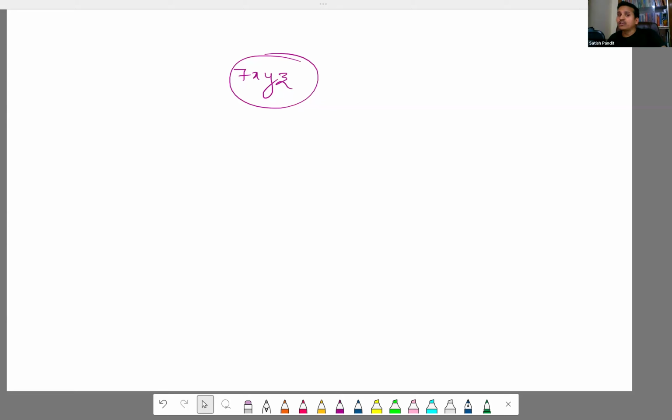The answer is 1. Srinika, the answer is not 4. Srinika, can you unmute yourself and tell me the definition of term? The quantity separated by plus or minus, right? Here we have only multiplication, right? Everything is multiplied. So this is only one term.